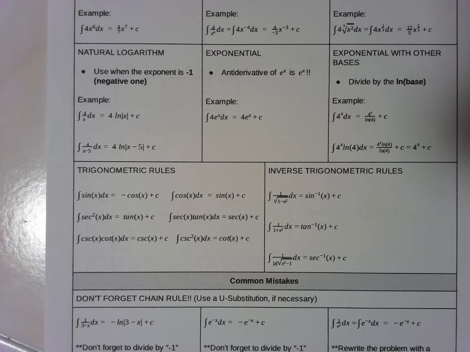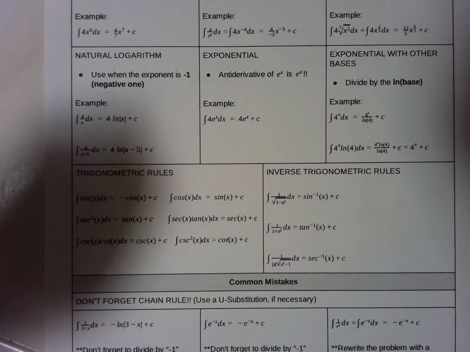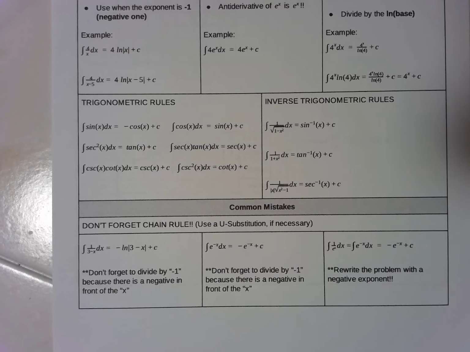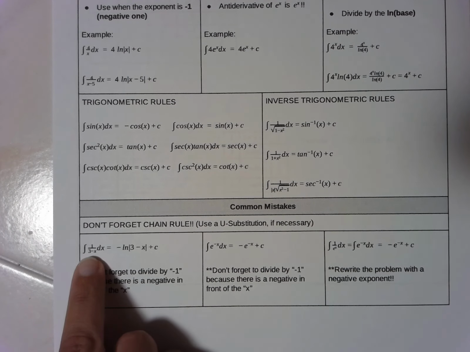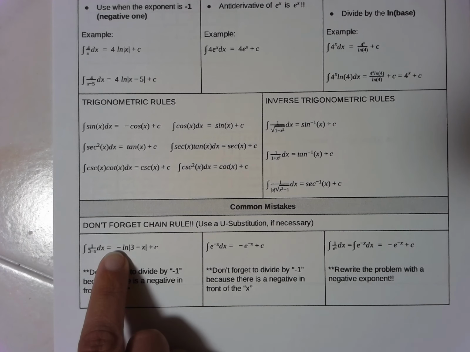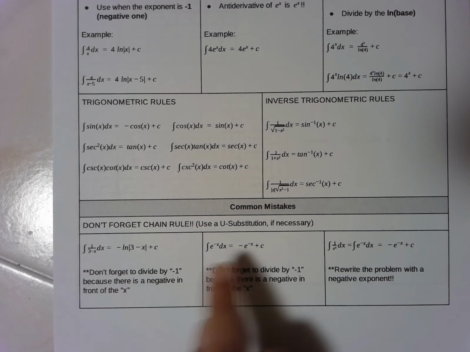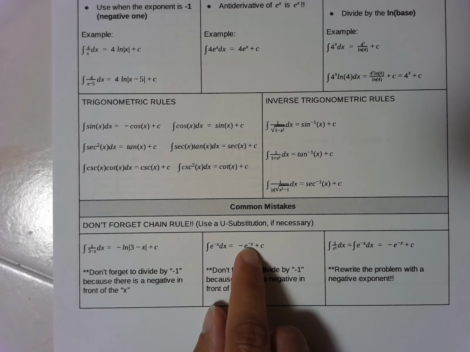The other thing I would highly recommend that you go back and review before taking the AP test is some common mistakes that we often see. So one of the things is that when we see a problem like this and we ask you to find the antiderivative, students often forget that you need to divide by a -1 because of the negative by the x. The same thing with e to the -x, there's really a little invisible -1 by the x, and if you divide by that -1, you get -e to the -x.